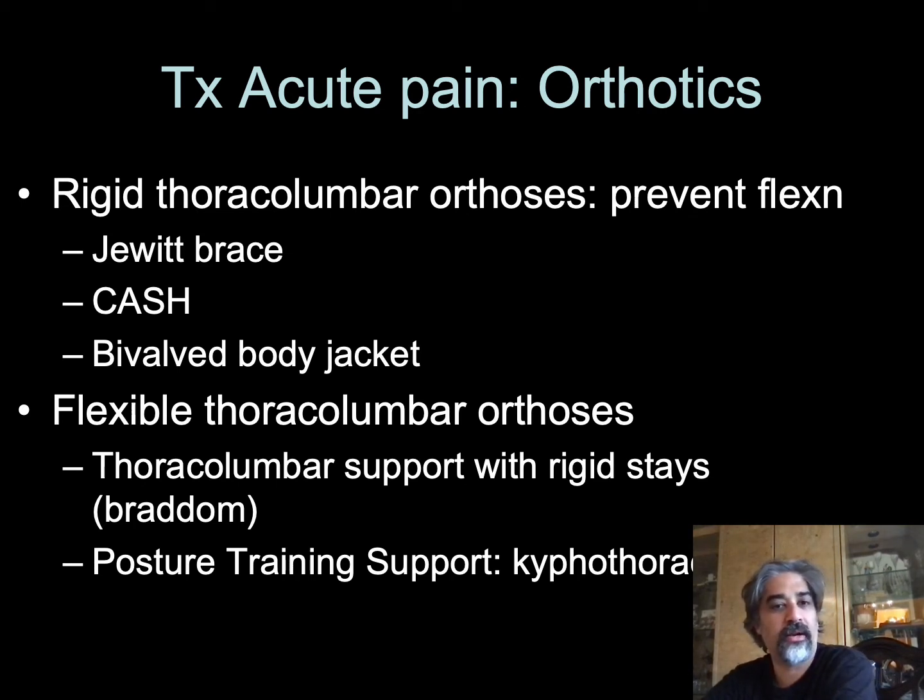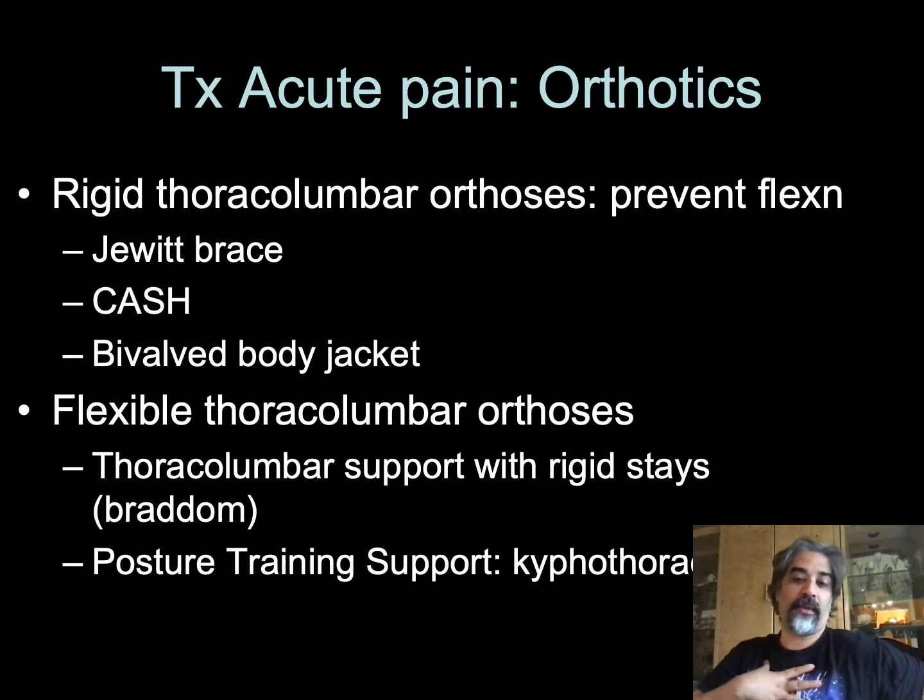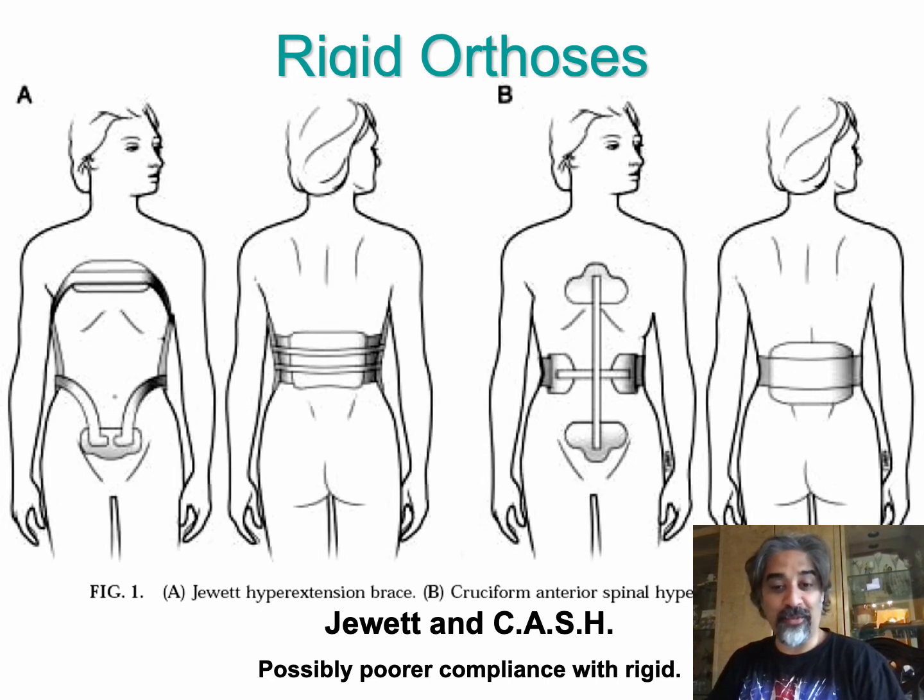The rigid thoracolumbar orthoses will kind of put something in front of you and prevent you from flexing, and those are the Jewett and the CASH. Now, the bivalved body jackets that you often see after trauma, I don't think anyone uses those anymore, but they could be used. And then you can also use thoracolumbar supports with rigid stays. And then we're going to talk about something called a posture training support, or kyphoorthosis, which is probably something you haven't seen before.